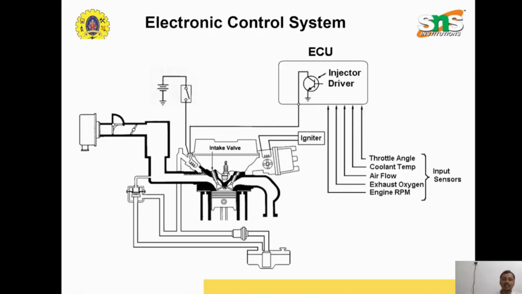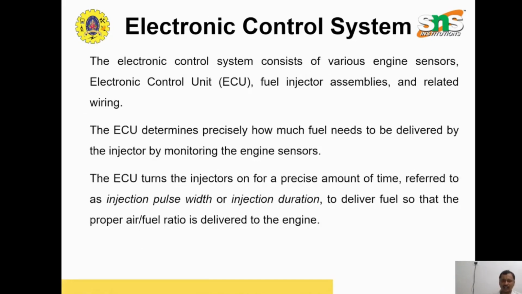The last system is the engine control system. You can see here the ECU, which has input from various sensors such as throttle angle or throttle position sensor, coolant temperature, airflow, exhaust oxygen, and engine RPM. So the electronic control unit takes input from these sensors.